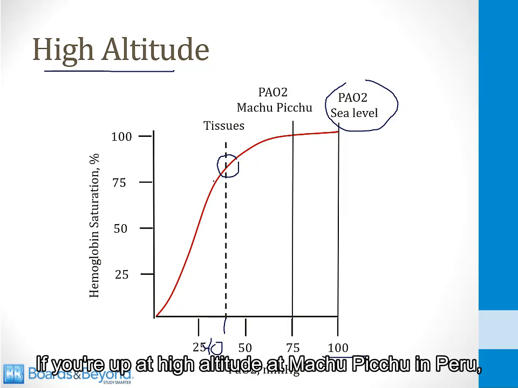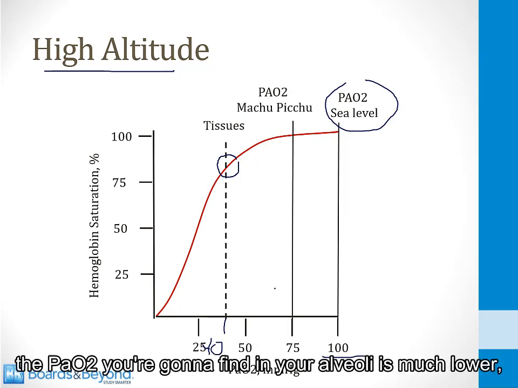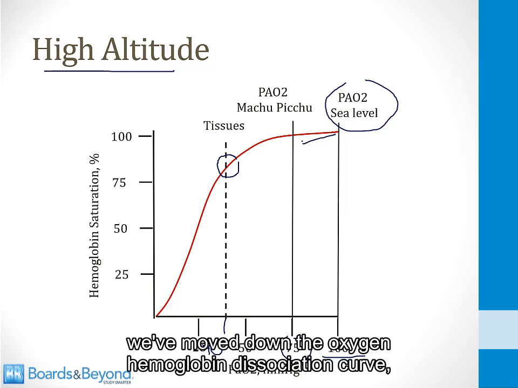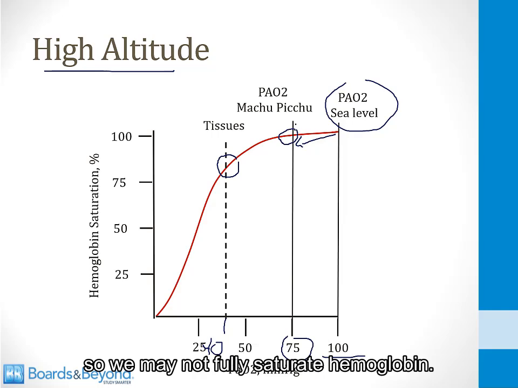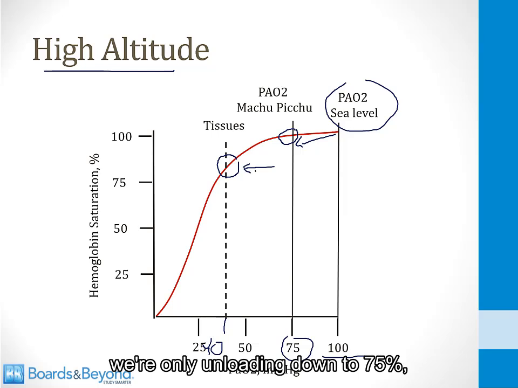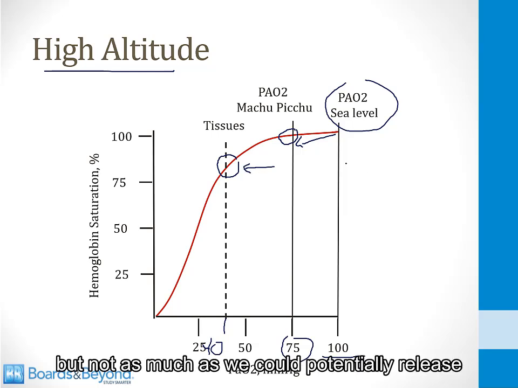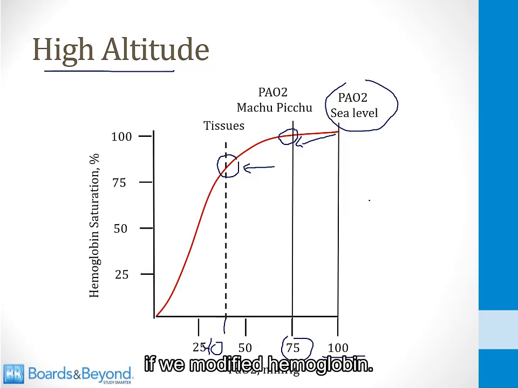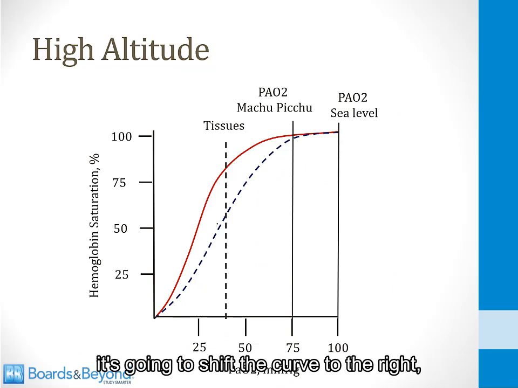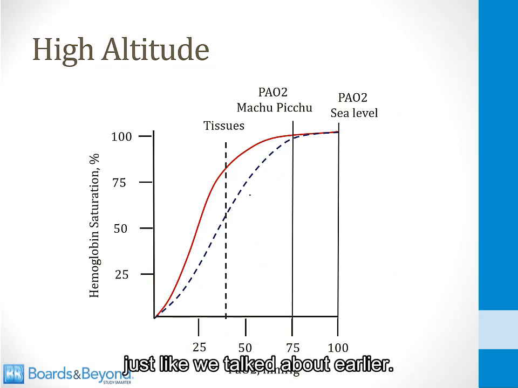If you're up at high altitude at Machu Picchu in Peru, the PaO2 you're going to find in your alveoli is much lower. It's about 75. This means that we've moved down the oxygen hemoglobin dissociation curve, so we may not fully saturate hemoglobin. And then when we get to tissues, we're only unloading down to 75%. So that's some oxygen, but not as much as we could potentially release if we modified hemoglobin. And so that's what 2,3-BPG is going to do. It's going to shift the curve to the right, just like we talked about earlier.